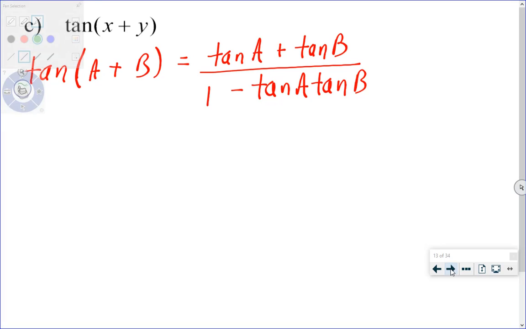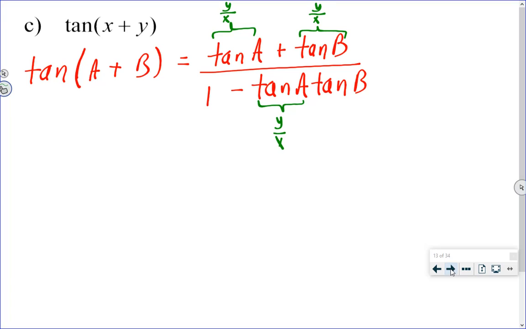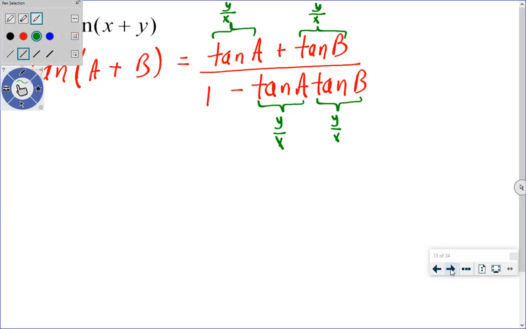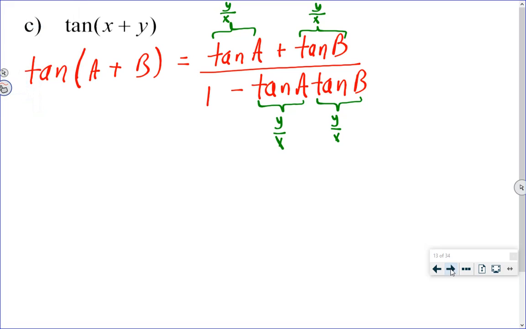So, you know, I could really put everything in here, but all of these are y over x, right? This is a y over x. This is a y over x. This is a y over x. This is a y over x. So I'm going to just, to make my life a little easier on the brain, tan of A is y over x. Is that correct for y over x for angle A, negative 12 over 5?